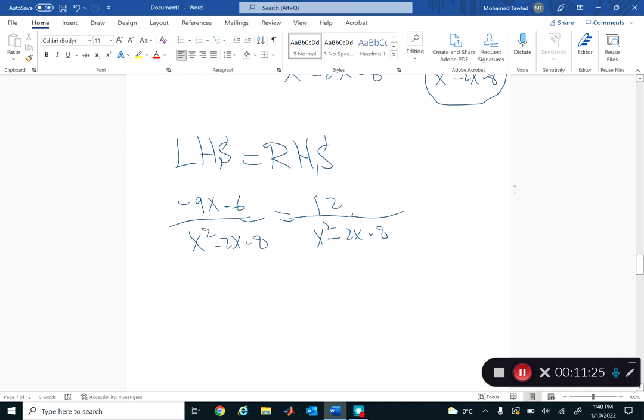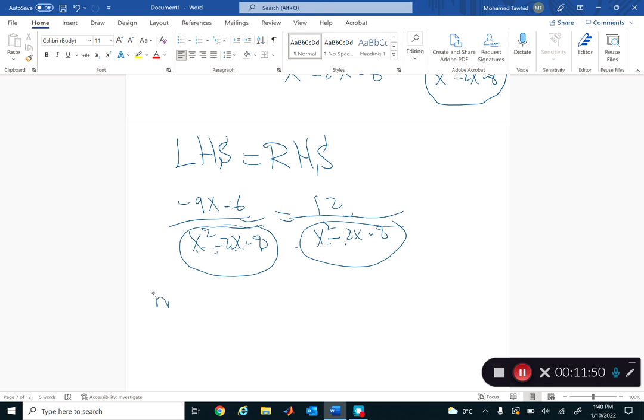How to solve this one? What is the good news? The good news, this term is exactly the same here. This term is exactly the same here. So now, if they are exactly the same, what do you know about x squared minus 2x minus 8? Is it possible to have 0 here? No, because we cannot divide by 0. So what do you know about x squared minus 2x minus 8? It's non-zero because we cannot divide by 0.